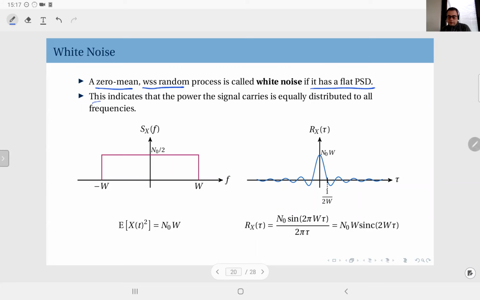That indicates the power that the signal carries is equally distributed to all frequencies. Okay, not any frequency is favored. When you look at every specific frequency band, based on the interval of the frequency band you look at, it will have the same amount of power allocated on that band, proportional to the interval length. Okay, but here, of course, in reality, we are dealing with band limited white noise.